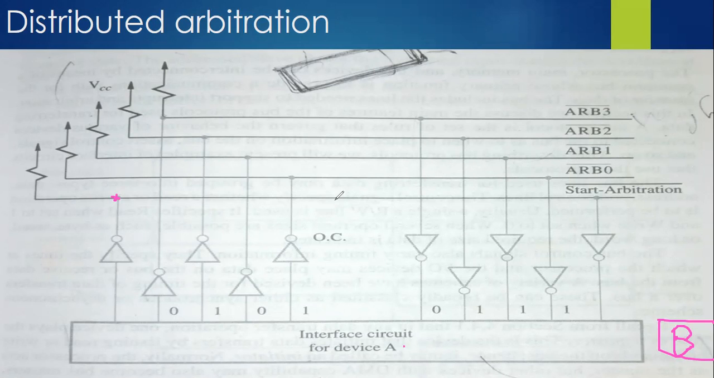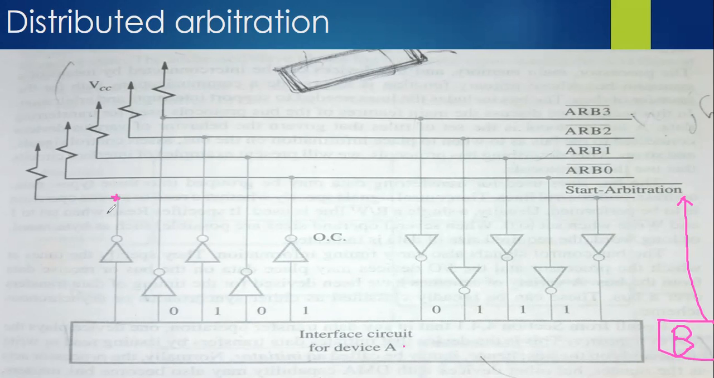If another device, like B, is also expecting to become a bus master, then it will also activate this particular line. Now there will be a competition between device A and device B. What we need to do is upload the appropriate address of these devices to these four lines. This is for inviting the devices that want to take part in arbitration.